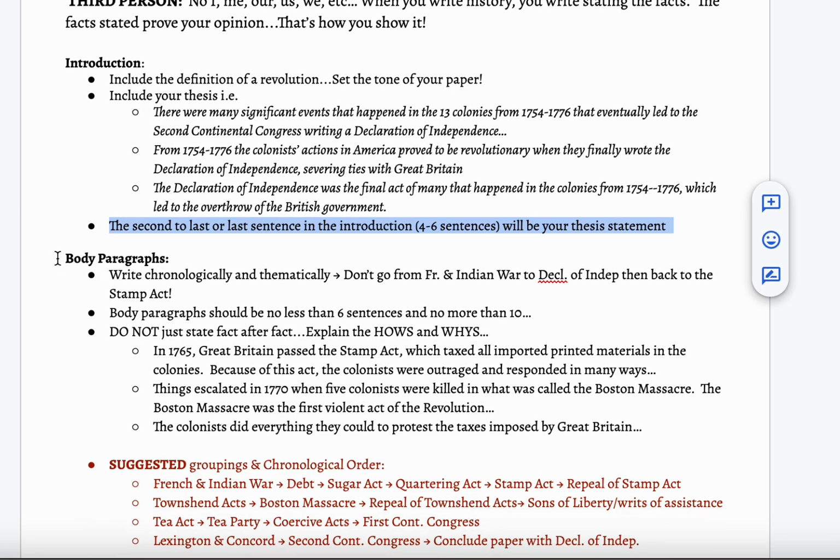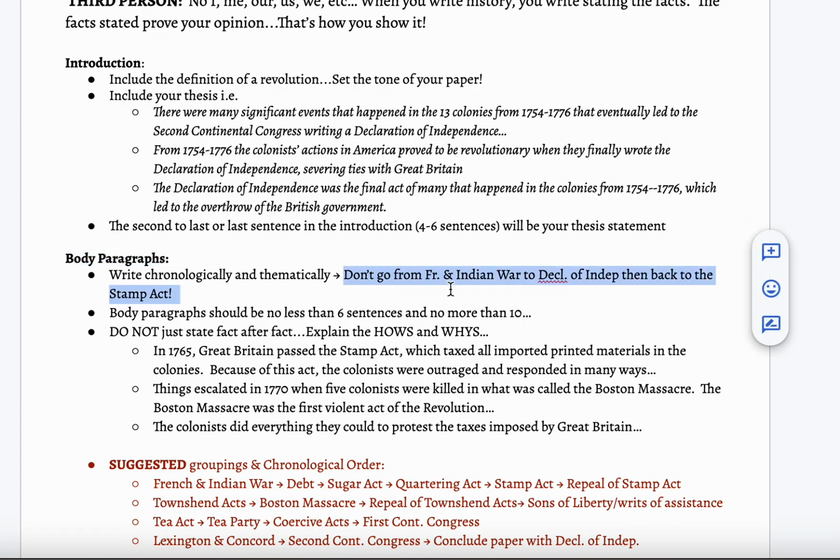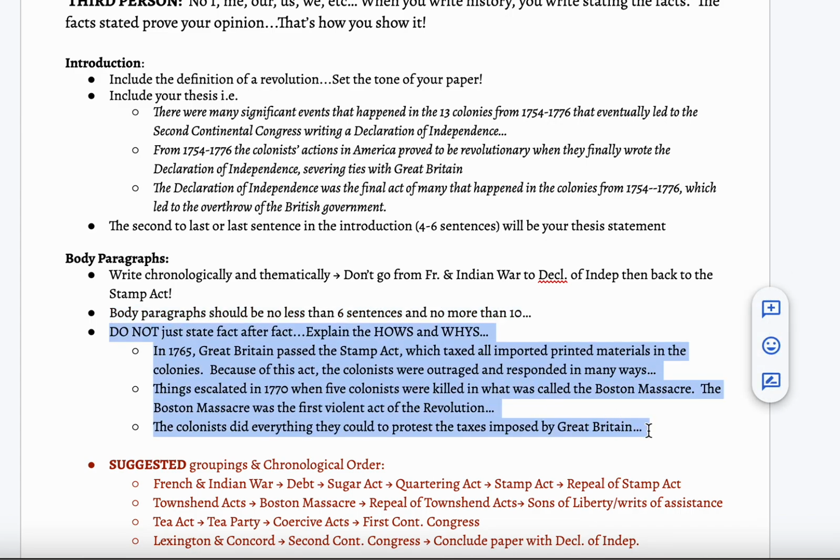Your body paragraphs. Okay, there's no limit to the body paragraphs so long as it's no longer than 3 pages, typed, double spaced, Times New Roman, 1-inch margins, MLA format. Write chronologically and thematically. Don't go from the French and Indian War to the Declaration of Independence and back to the Stamp Act. That's not even close to being chronologically in order. Your body paragraphs should be no less than 6 sentences and no more than 10. History and language arts are different. Just understand that, okay? This bothers me a lot, all right?